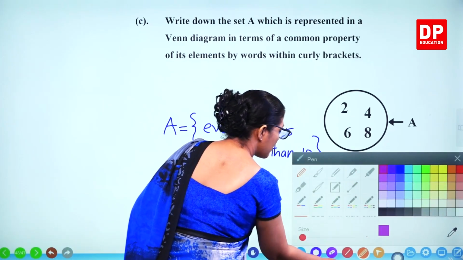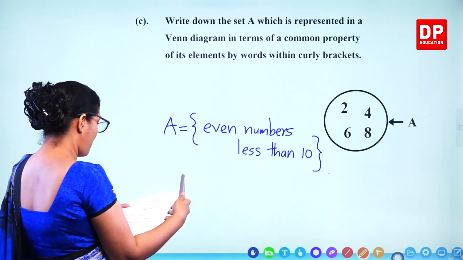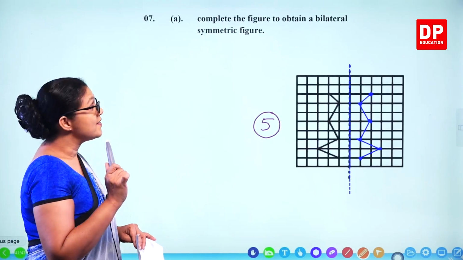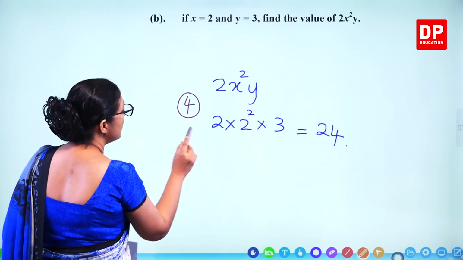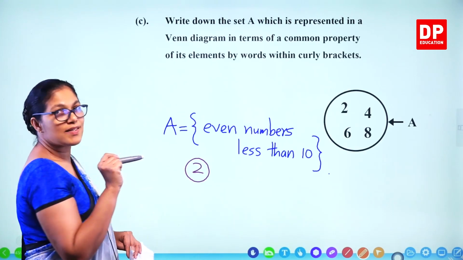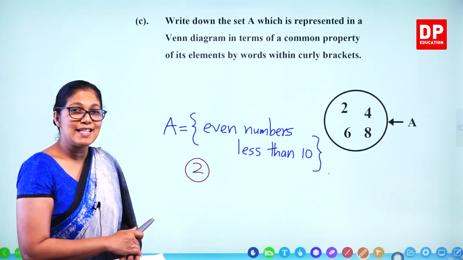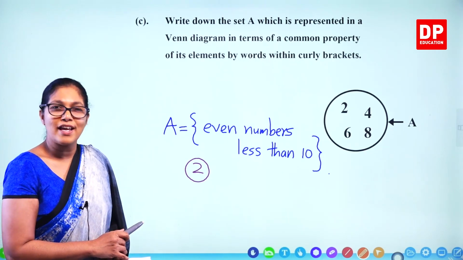So you get how many marks? 2 marks for that. So this is the last question. How many marks? 5, 4, 9 and 2, 11 marks. So make sure that you complete all questions in this paper and then watch my video to check your answers.